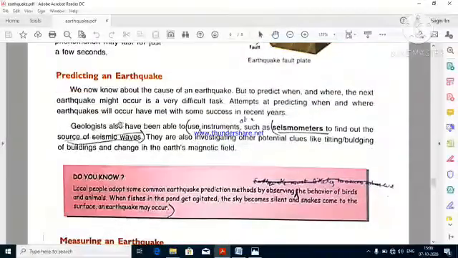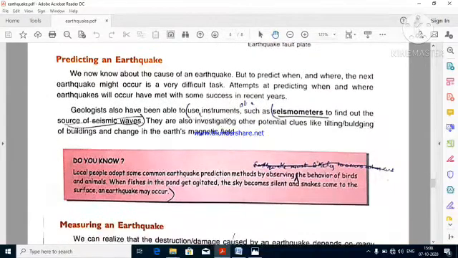Now, how should you predict an earthquake? We now know about the cause of an earthquake, but to predict when and where the next earthquake might occur is a very difficult task. No one can know when and where the earthquake will occur and how much will be the intensity of the earthquake at that time. Attempts at predicting when and where earthquakes will occur have met with some success in recent years.